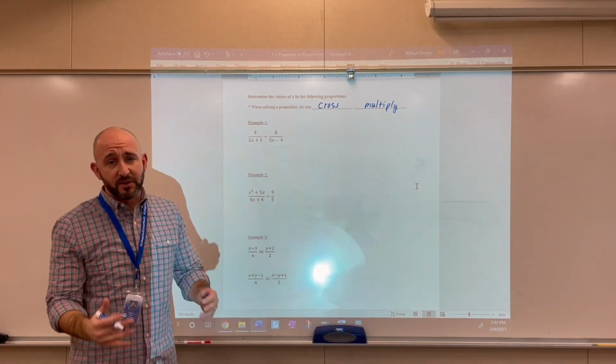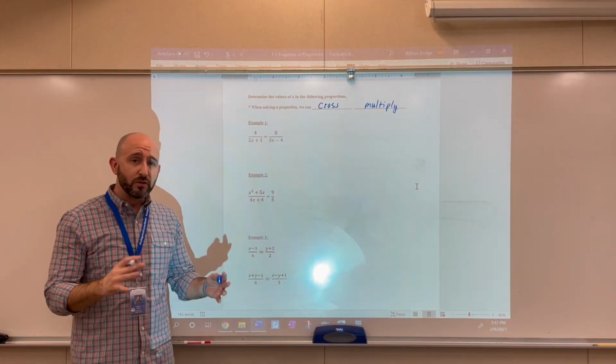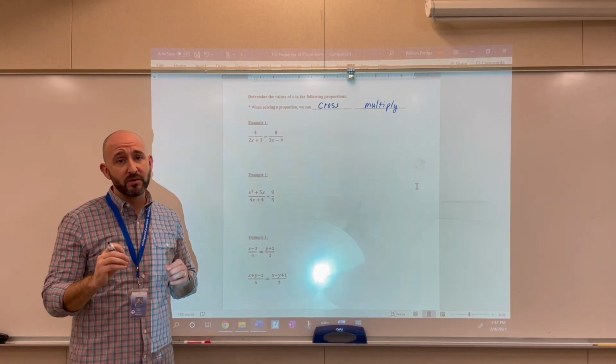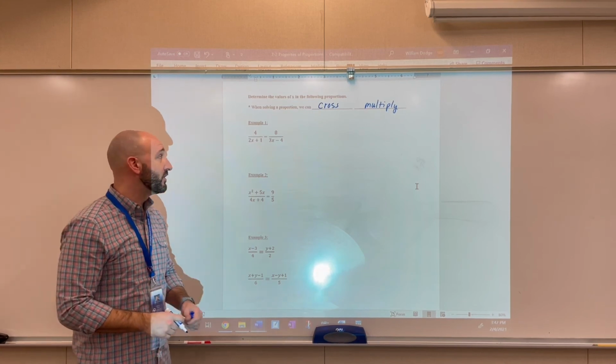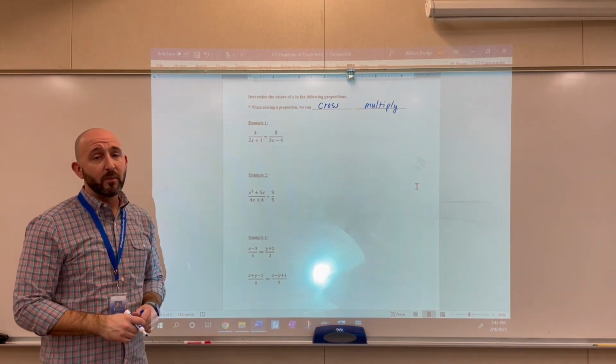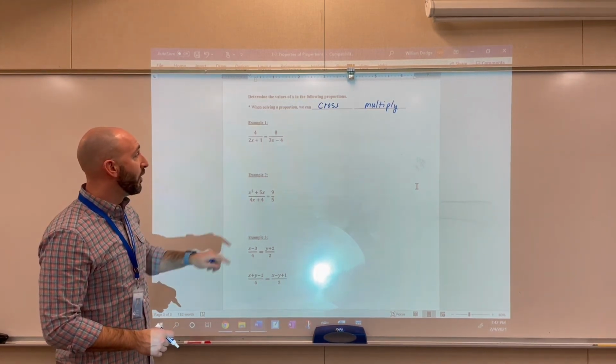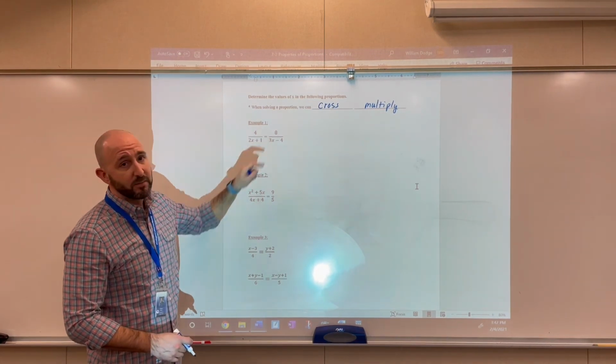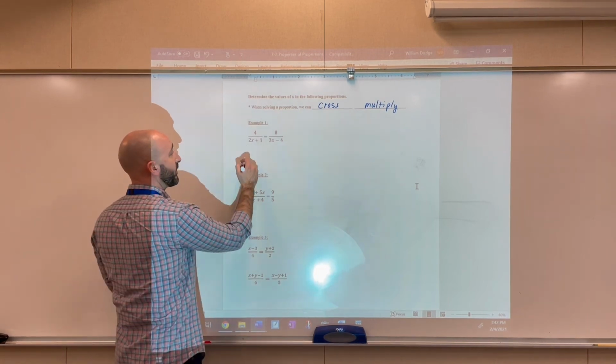All the other properties that we talked about in the previous video are useful in certain scenarios, but the cross product property tends to be the one that we use the most when we're solving equations. So let's go ahead and try and apply that property right now. So again, what we can do here is multiply the extremes and also the means together and set those equal to each other. So let's go ahead and do that.